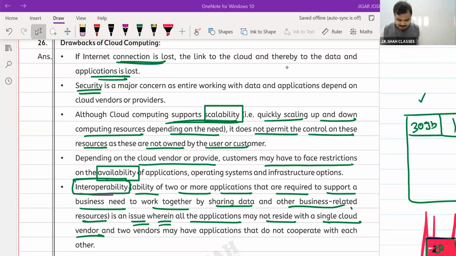Yes, my dear charters, done? Everyone? Yes, sir, done. Moving right now to the next concept.